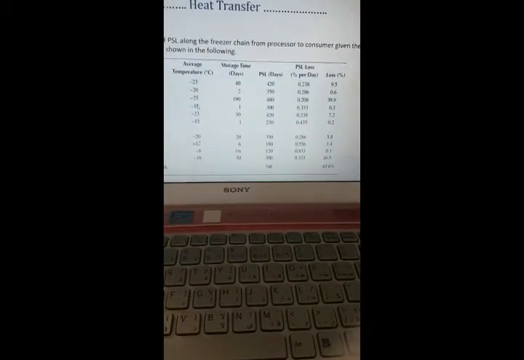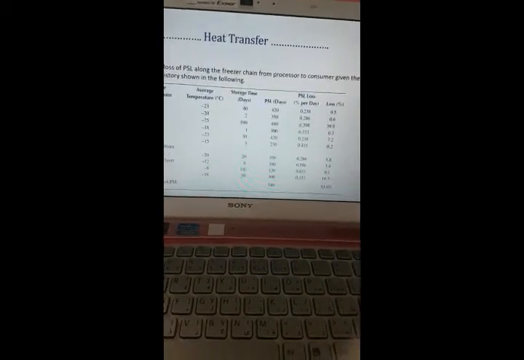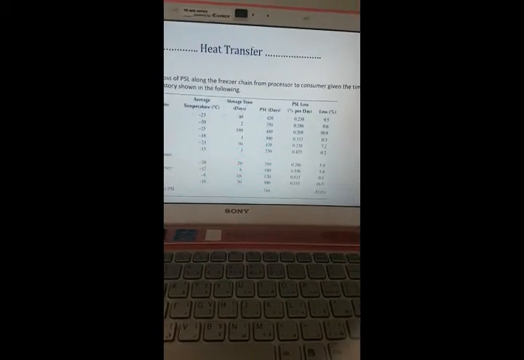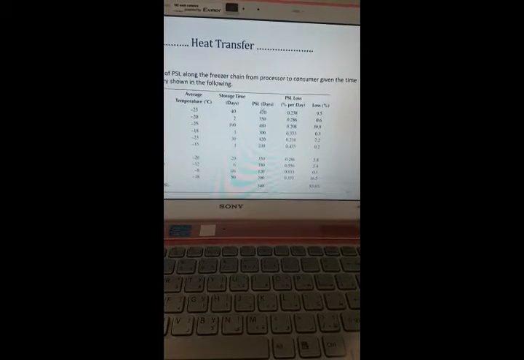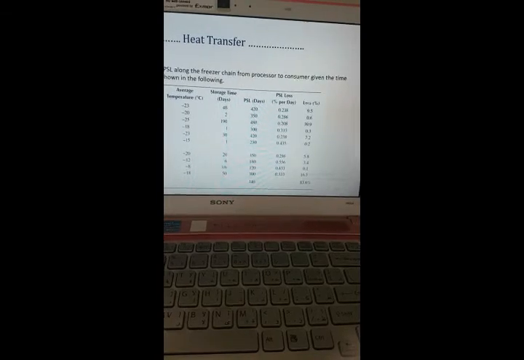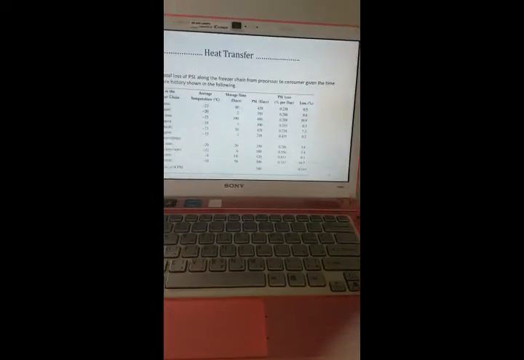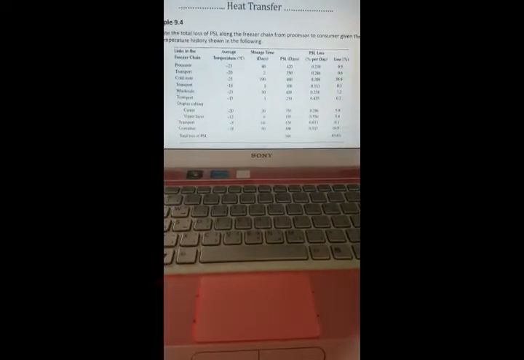Here I have the link in the chain, column 1: at the processor, at the transport, at the wholesale, again at the transport. Then I have the average temperature at each respective chain part, whether we are speaking about the processor, the transport, or the wholesale. The storage time at each respective part of the chain, and then the practical storage life in days, the percentage of loss per day, and the percentage of loss according to the time that it is stored. Okay? Understood till now? Okay.